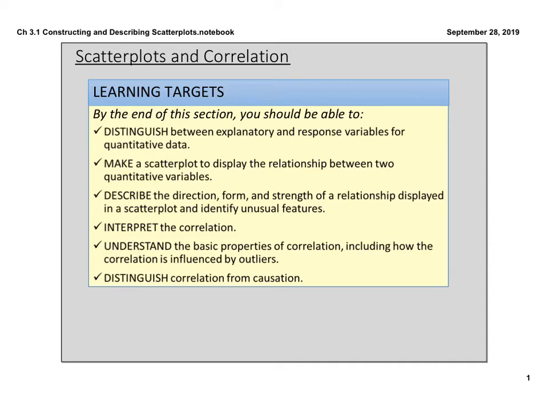Today we are talking about how to construct and describe a scatterplot. So we are moving into further discussions of two variable quantitative data, how we can graph points of two variable data and look at them on a coordinate plane and analyze them from there.